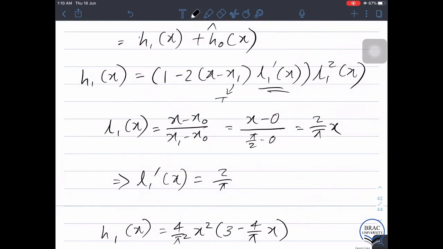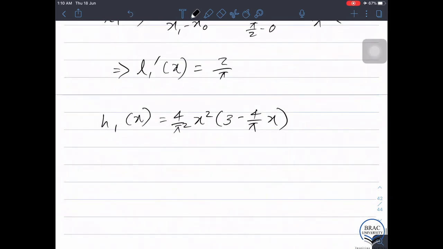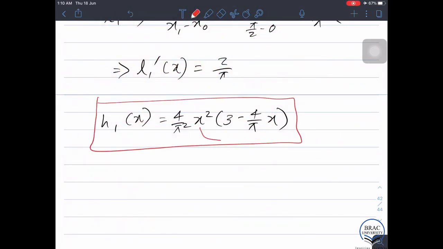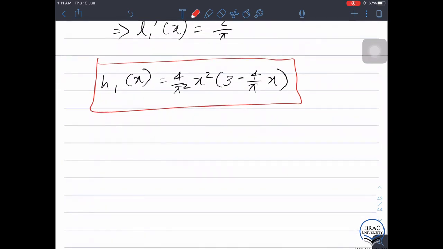x is equal to pi by 2, x1 is equal to pi by 2, plugging in the value here. So if we plug that in, we get this form for h1, and you can already see here it's x squared times x, so it's an x cube. That means it's a degree 3 polynomial. I mean, at least a degree 3, and we will see it very soon.